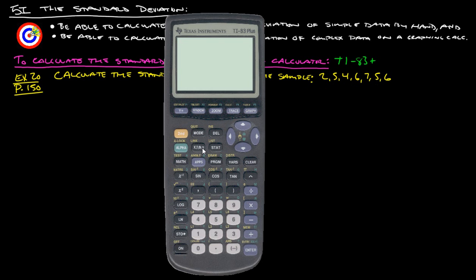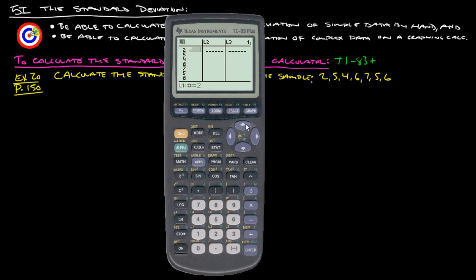So what we're going to do is go into the stat mode. So we click on stat, and you'll get this screen here, and we're going to enter this data in. It's already highlighted on edit, so we want to edit it. If you have any data in there right now, what you want to do to clear it out is highlight list 1 by using the arrows and hit clear. And then when you go back down, it'll be gone. And now we're going to enter this data in. 2, 5, 4, 6, 7, 5, and 6.